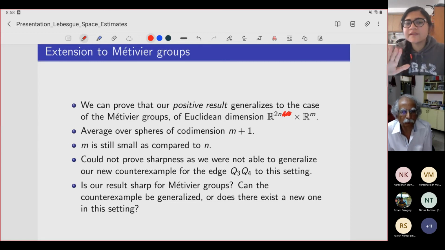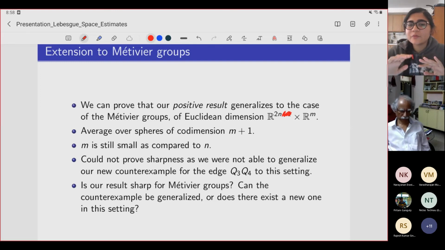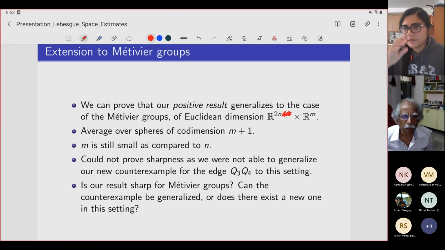However, you should still think of m as small compared to n. So the situation is still closer to taking averages over surfaces rather than averages over curves. So m is small, but it's still more singular. So our positive result generalizes to this setting as well. It's a bit technical, but the same idea.